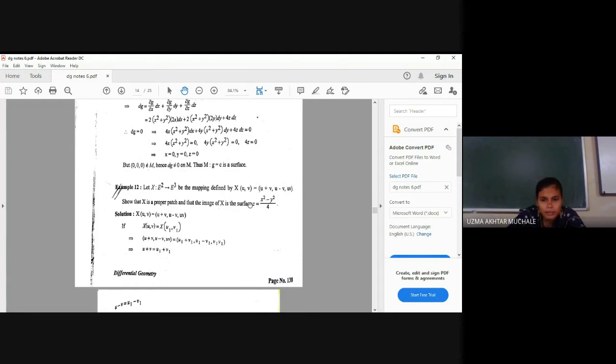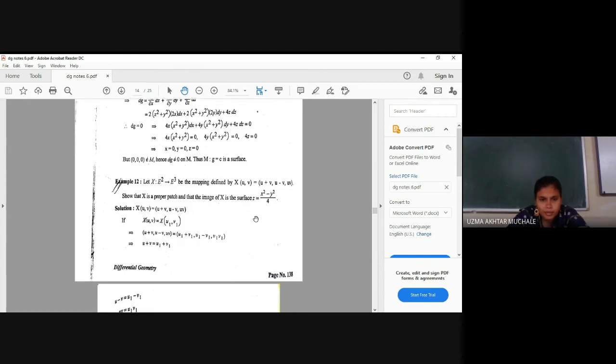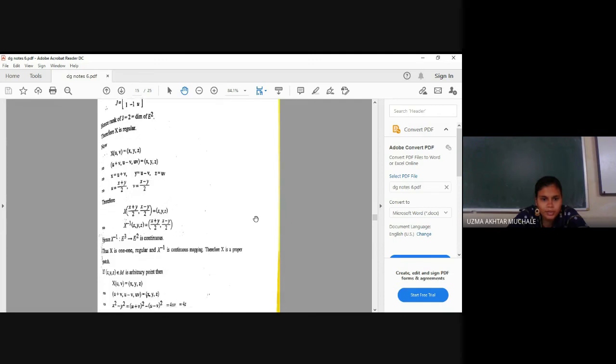Now can anyone tell me what is this surface, z is equal to x square minus y square divided by 4? I hope everyone remembers hyperbola, right? What are the equations of hyperbola? It is like this only: x square by some a minus y square by some b is equal to something. But as it is with 3 variables, it is called hyperboloid. I don't know how many of you know this.